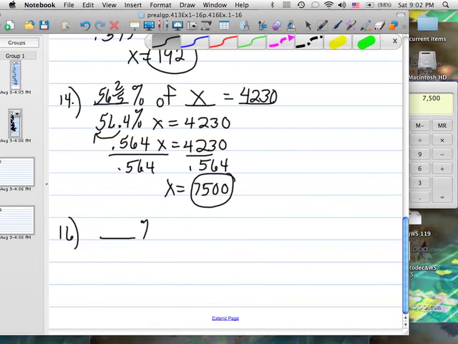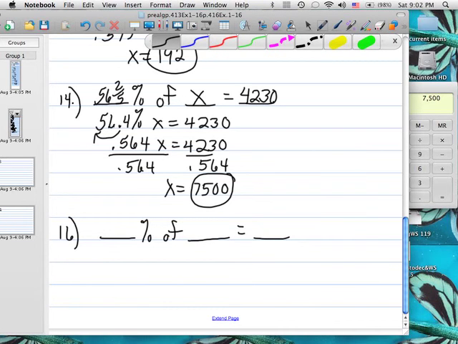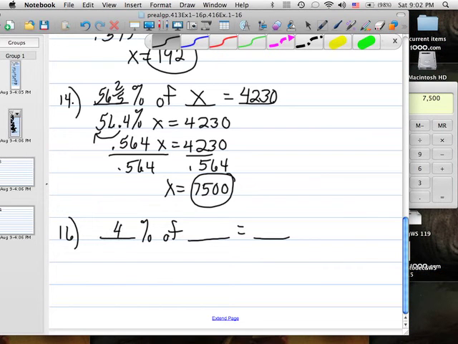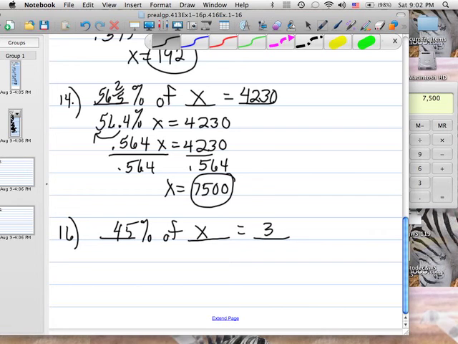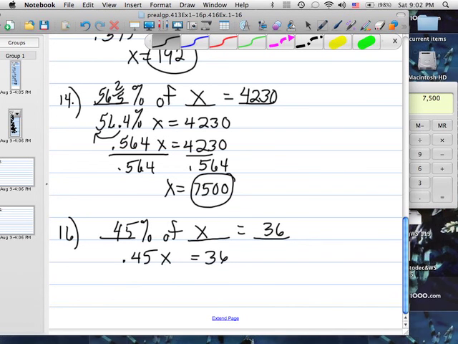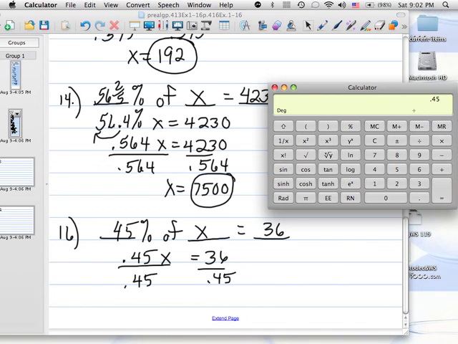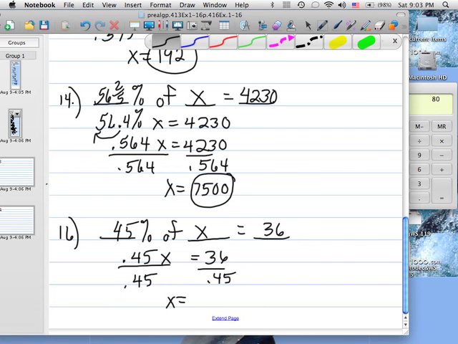And the last one, 16, blank percent of the whole amount equals the part. In last year's freshman class election, one candidate received 36 votes. This represents 45% of the total class vote. So 36 is the part, and it's 45% of the whole amount. Change 45% to a decimal. 0.45 times X equals 36. Divide both sides by 0.45. And we get 80. So the entire class vote was 80.